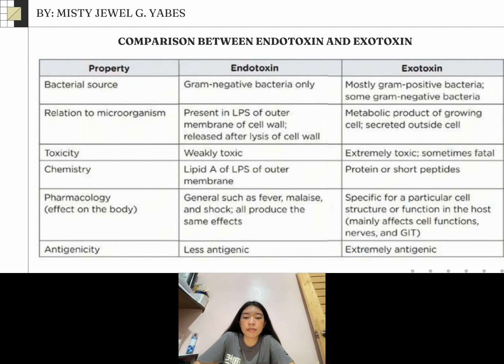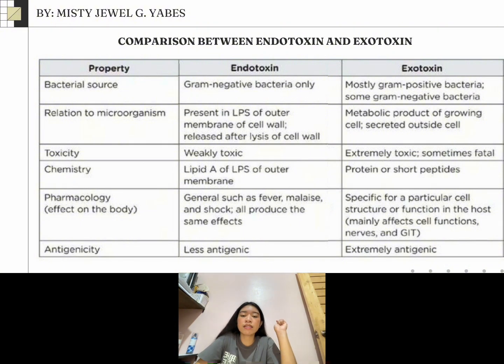Sa microorganisms naman, ang endotoxin is present in LPS or our lipopolysaccharide of the outer membrane. Nare-release ito through cell wall lysis. Actually, ulit nga, ang ating endotoxin is nare-release siya kapag namamatay na ang ating gram-negative bacteria, kapag yung cell wall is nag-undergo na ng lysis. Tapos, ang ating exotoxin naman is a metabolic product of growing cell na nase-secrete outside naman ng ating cell.